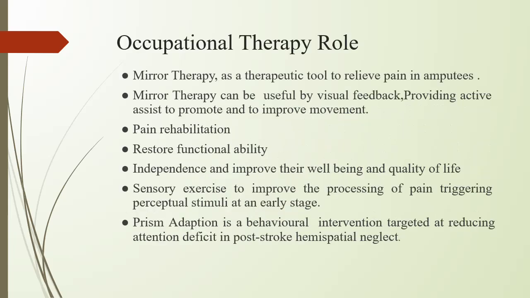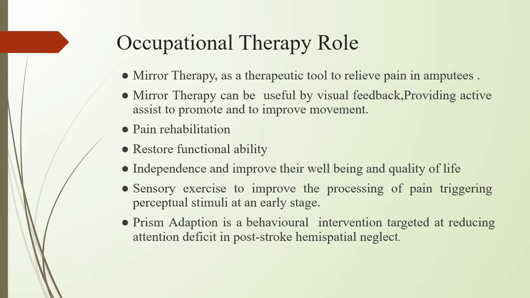Now we'll see what is the occupational therapy role in CRPS. Okay. First is therapeutic modalities like hot pack and cold pack. Next, we'll provide them as a therapeutic tool for pain relief. In amputee cases, mirror therapy we can give. Mirror therapy will be useful for visual feedback, providing active assist to promote and to improve movement.